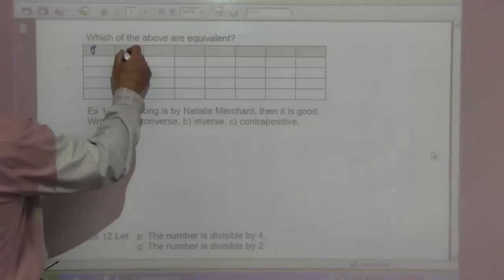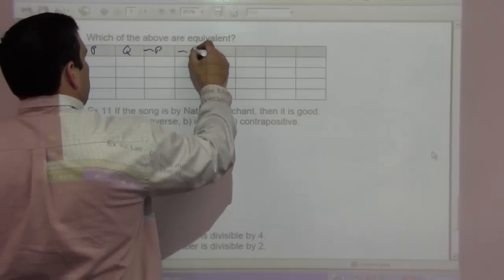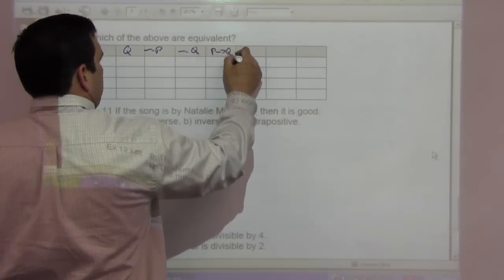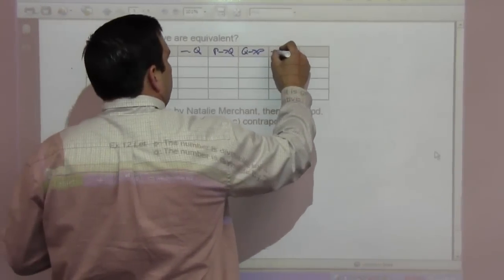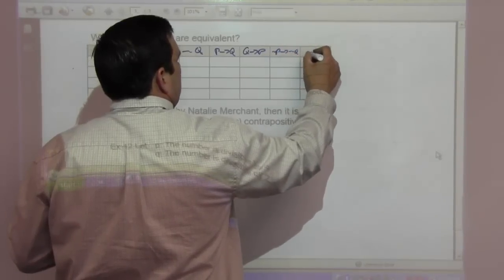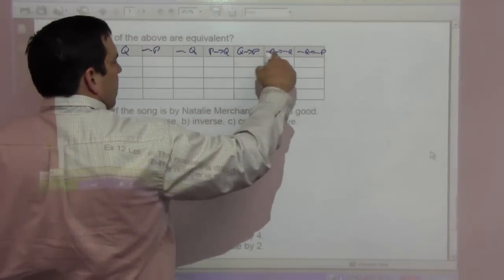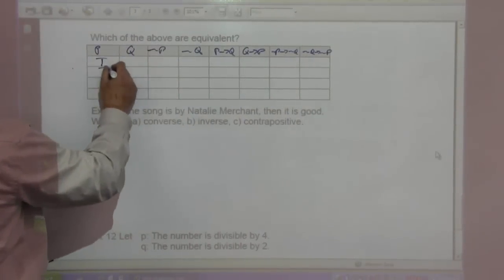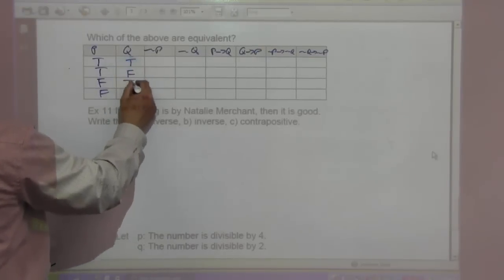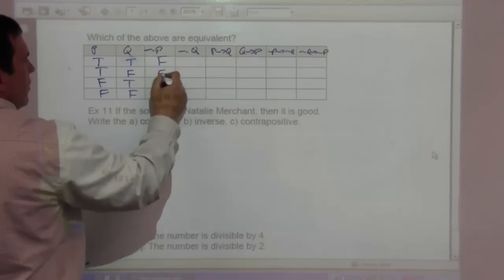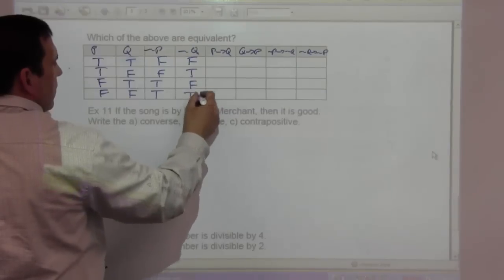So we're going to do our P, our Q, our not P, our not Q. Then if P then Q, if Q then P, if not P then not Q, if not Q then not P. So we have the original, converse, inverse, contrapositive. Not P would be false, false, true, true. Not Q would be false, true, false, true.